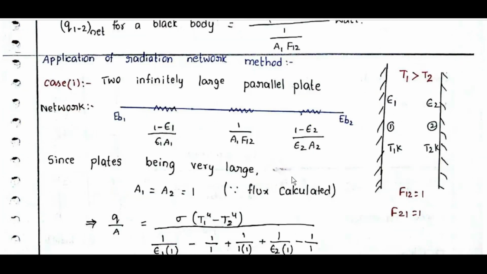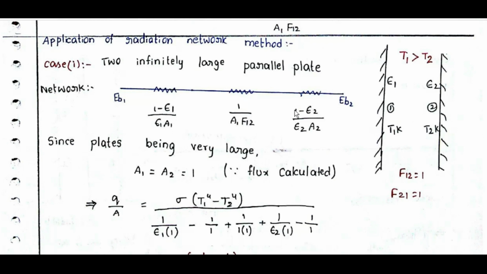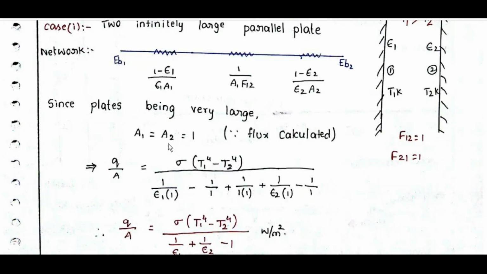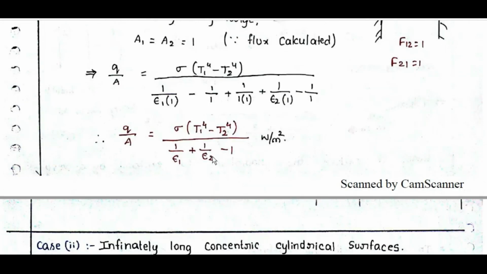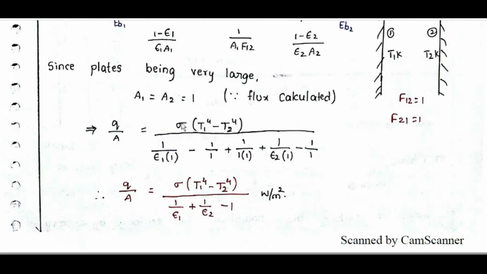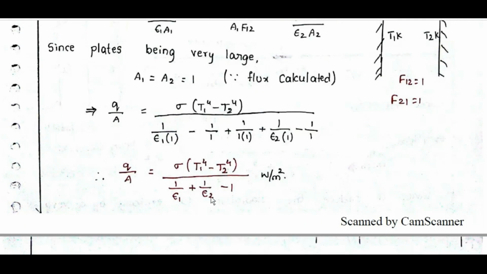Application of radiation network method. Case 1: infinitely large parallel plate network. EB1, EB2, 1 minus epsilon 1 by A1 epsilon 1, 1 by A1 F12, 1 minus epsilon 2 by A2 epsilon 2. Since the plates are very large, A1 is equal to A2, and taking the flux calculation, keep all A's as 1, F12 is equal to 1. So Q by A is equal to sigma into T1 power 4 minus T2 power 4 by 1 by epsilon 1 plus 1 by epsilon 2 minus 1 watt per meter square, which is similar to before.